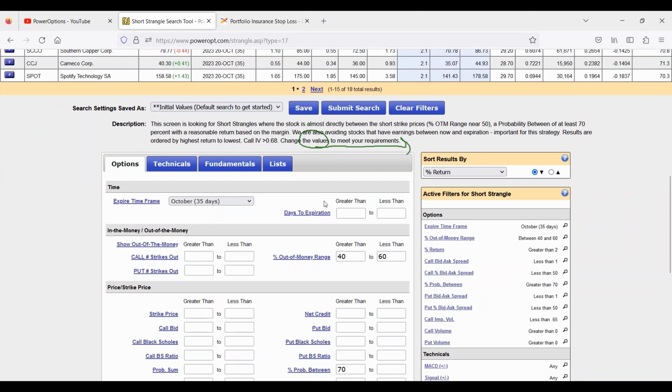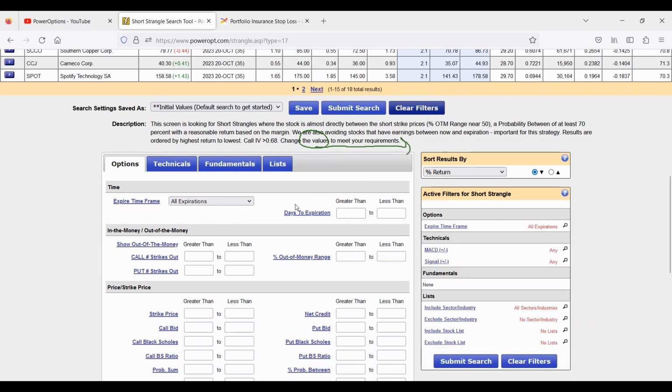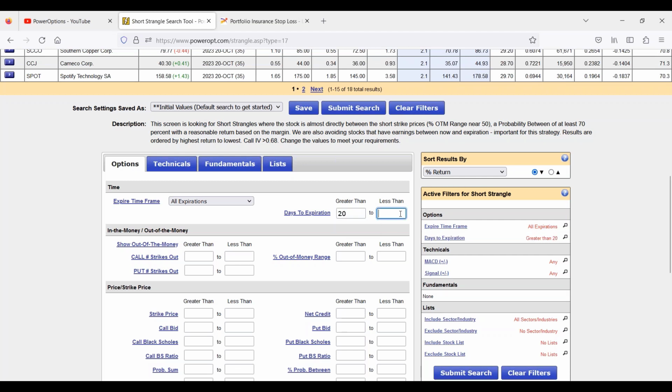With that in mind, let's do what we said we were going to do. Let's start off with clearing the filters first. October 6 expiration is a little bit different. As I mentioned, it wasn't the standard expiration 35 days away, but it is about 30 days away or so. So let's go ahead and put in days to expiration 20 to 40, for example.